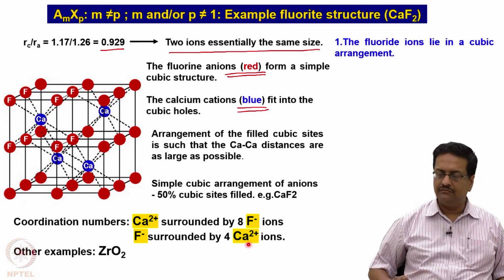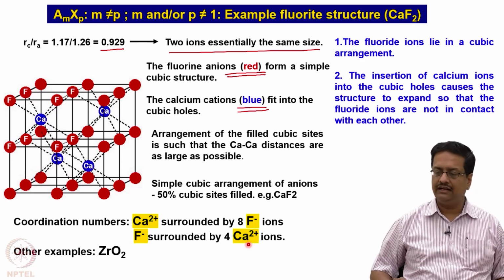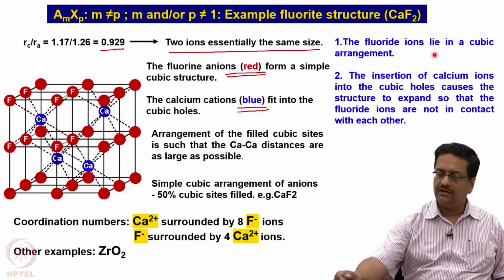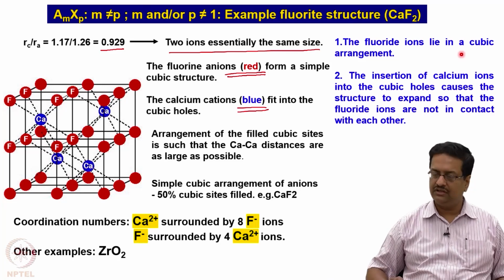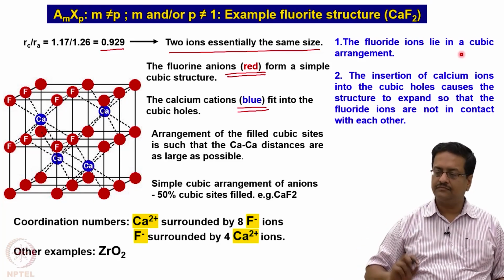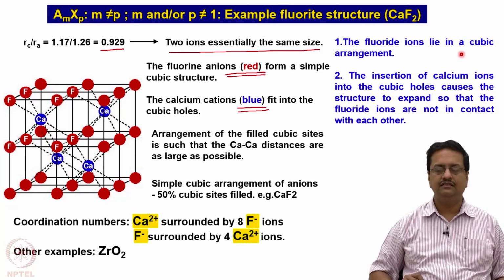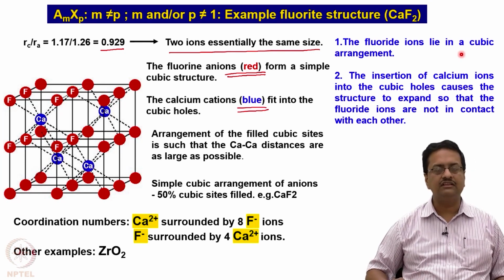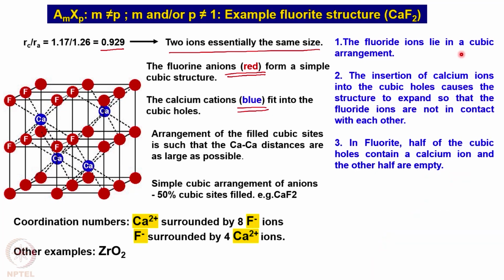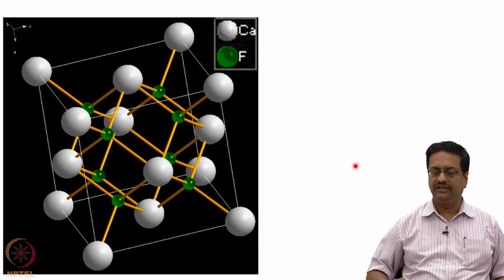Let us see the same in a different arrangement. Here the fluoride ions lie in the cubic arrangement. The insertion of calcium ions into the cubic holes causes the structure to expand so that the fluoride ions are not in contact with each other. In fluorite, half of the cubic holes contain a calcium ion and the other half is empty.